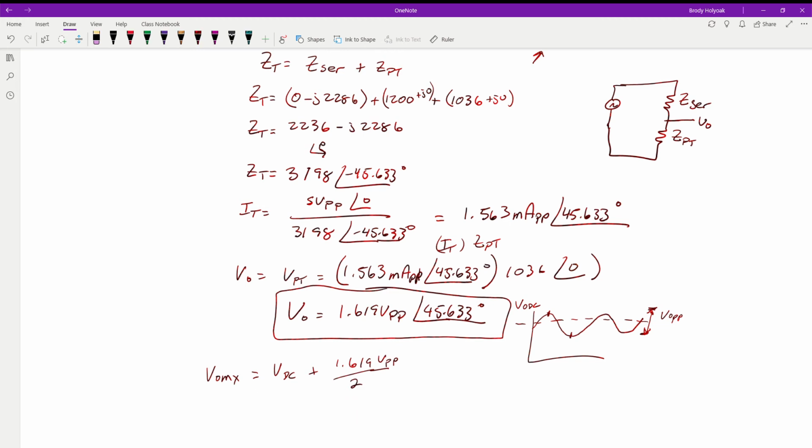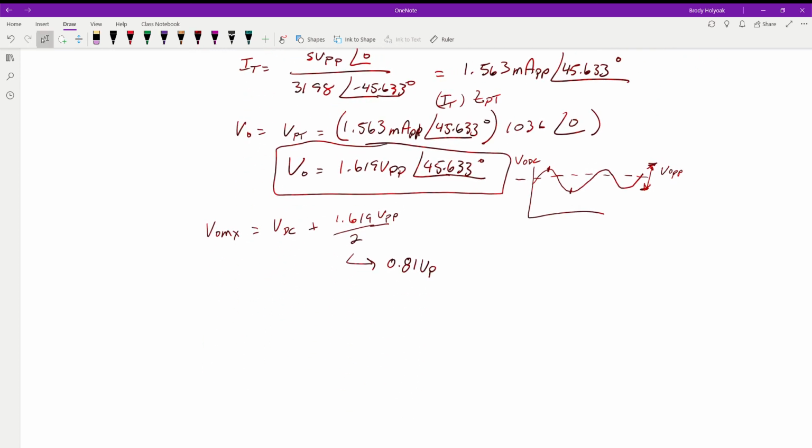Sorry, it looks like a smiley face. This value is going to turn into 0.81 volts peak. So then our V out max is equal to our 3.25 volts plus the 0.81 volts peak. And that's going to give us the maximum voltage that this is going to swing to, which is 4.06 volts.